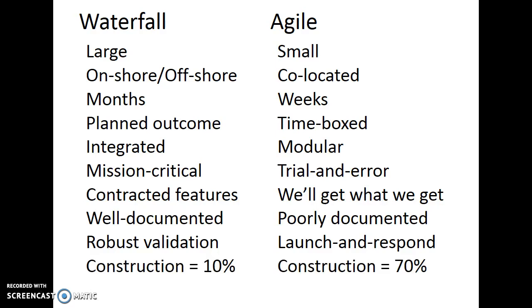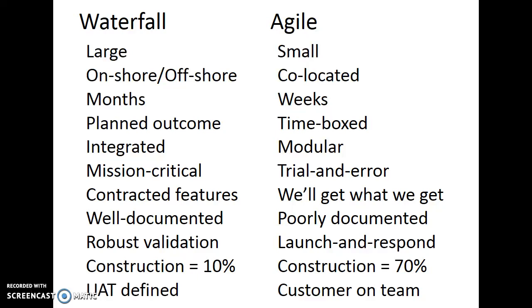In waterfall, you're only going to spend about 10% of your time actually writing code. You're going to spend 90% of your time on all the planning, frankly, and testing that goes into that. Conversely, with Agile, you're going to spend about 70% of your time writing code, and as you write code, you're going to learn and change things. So there's a big difference in how much of the small team's time in Agile is spent writing code versus the large team's time in Waterfall.